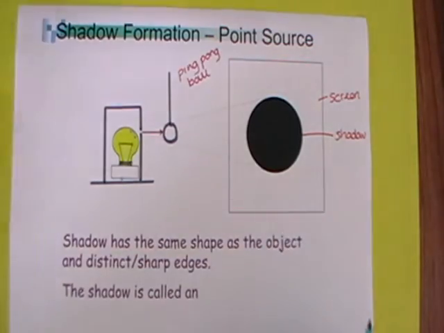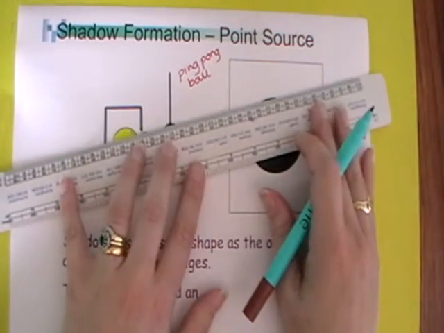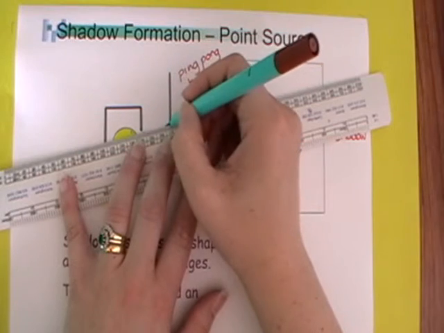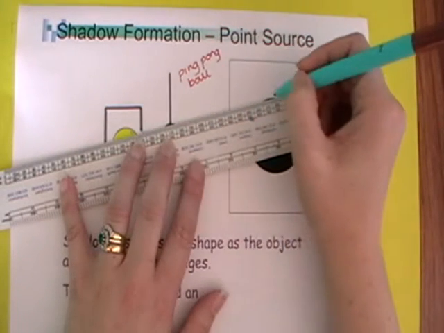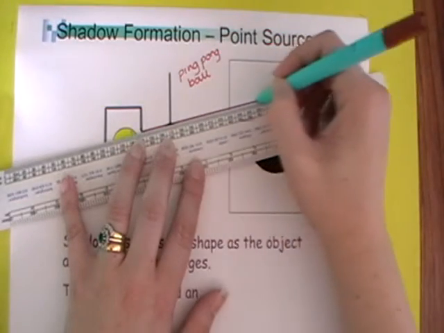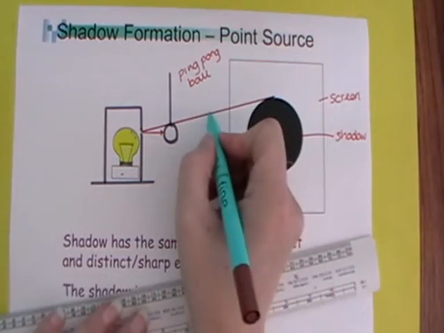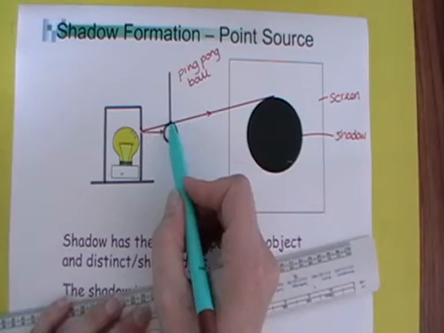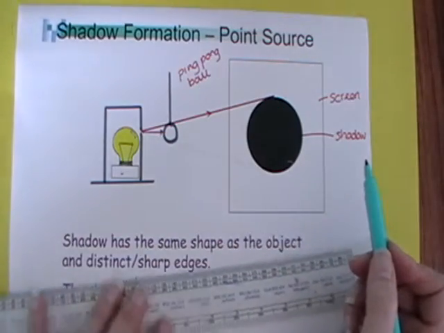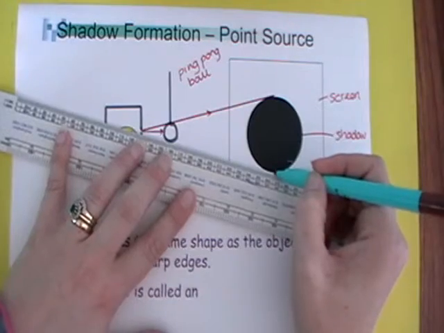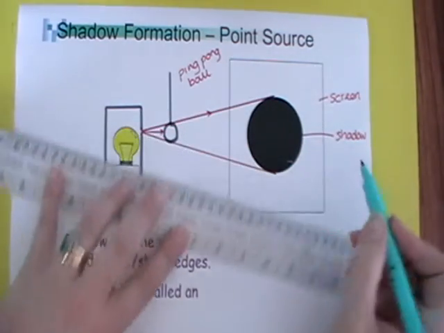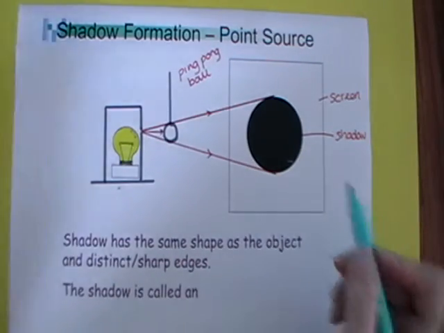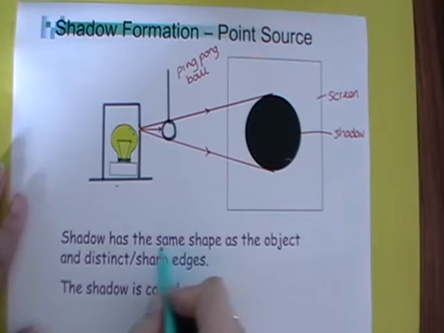But the edges of the shadow are formed by the rays that do pass. So coming from this gap, we can draw a line from the gap across the top surface of the ping pong ball, and that forms the top surface of the shadow. So the light ray travels out and passes just the very top edge of the ping pong ball, and this is what produces the top edge of the shadow. The same happens at the bottom of the ping pong ball. The light travels from the very edge of the box to the bottom, and the resultant shadow has the same shape as the object.